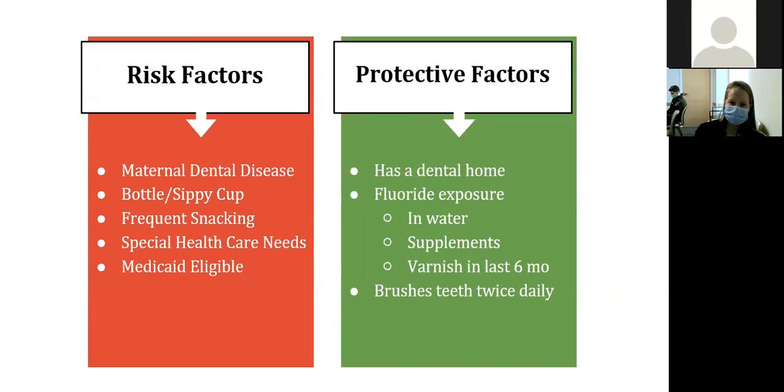So the AAP lists these as risk factors, and they include the presence of maternal dental disease, continual bottle or sippy cup use with a drink other than water, frequent snacking, kids with special healthcare needs, and kids who are Medicaid eligible. Protective factors include kids who have a dental home, kids who have exposure to fluoride in one way or another, and kids who brush their teeth twice a day.